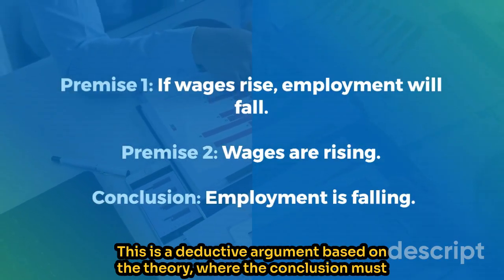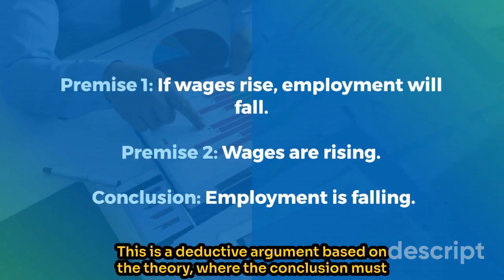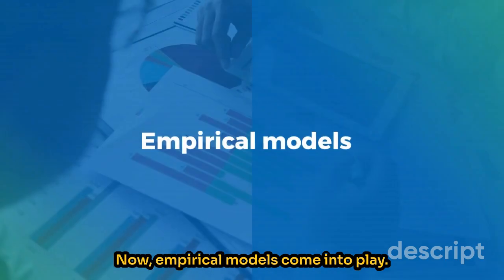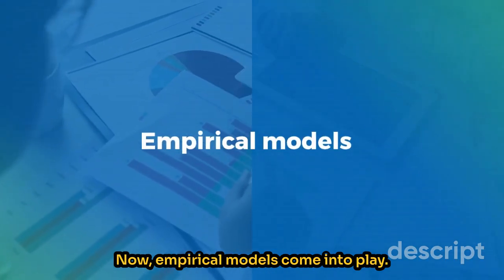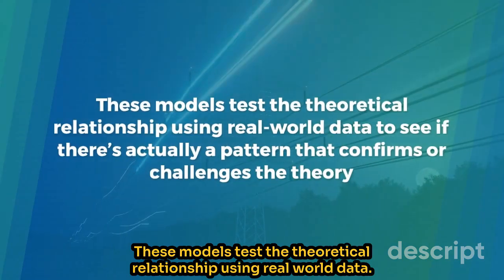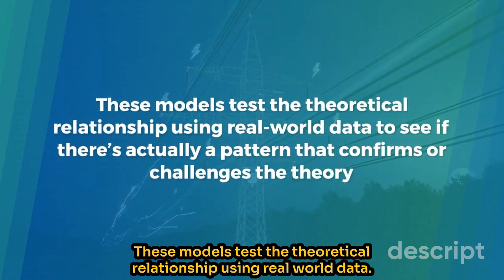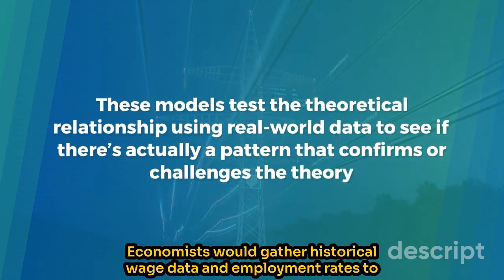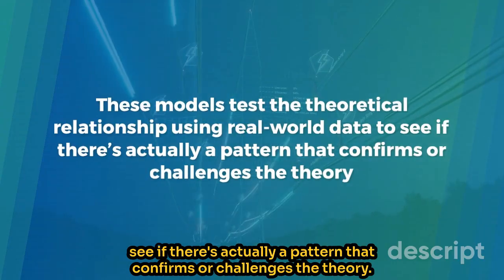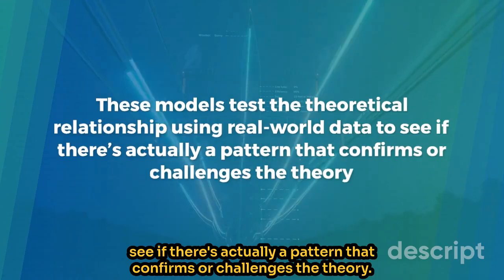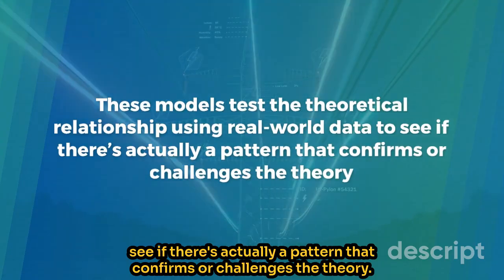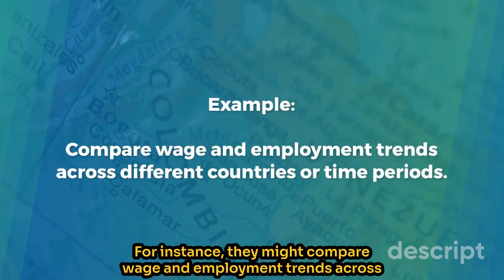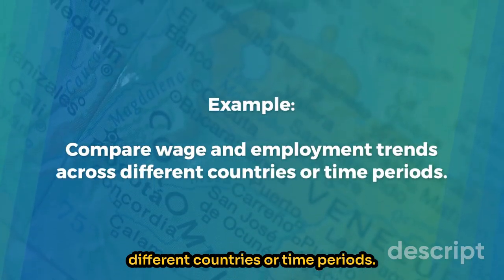This is a deductive argument based on the theory, where the conclusion must follow from the premises if they are true. Now, empirical models come into play. These models test the theoretical relationship using real-world data. Economists would gather historical wage data and employment rates to see if there's actually a pattern that confirms or challenges the theory. For instance, they might compare wage and employment trends across different countries or time periods.